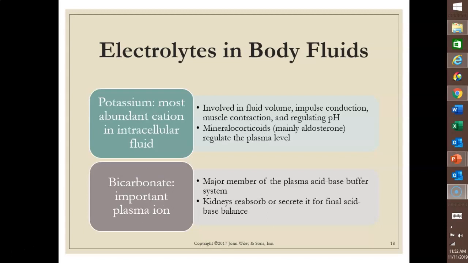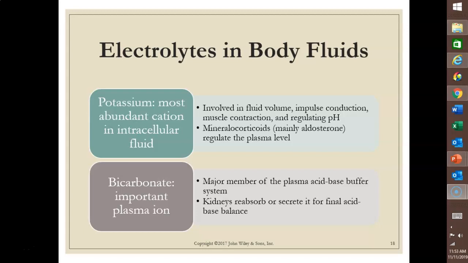Potassium ions are the most abundant cations in the intracellular fluid, and they play a role in establishing the resting membrane potential and repolarizing after an action potential in neurons and muscle fibers. Potassium also helps maintain normal intracellular fluid volume. When potassium moves into or out of cells, it's very often going to be exchanged for hydrogen ions, both positively charged, right? And that helps to regulate the pH of body fluids.